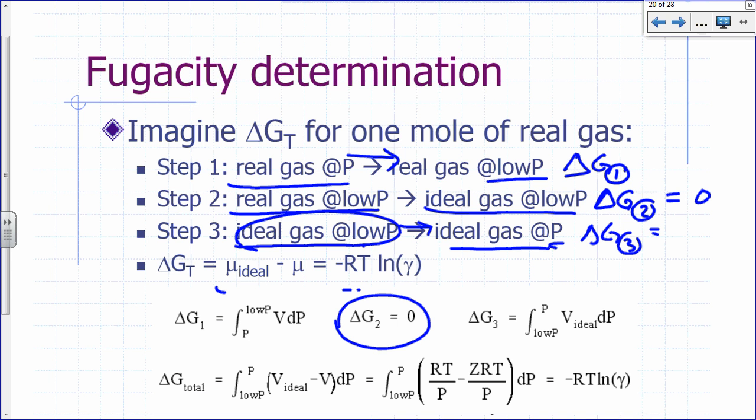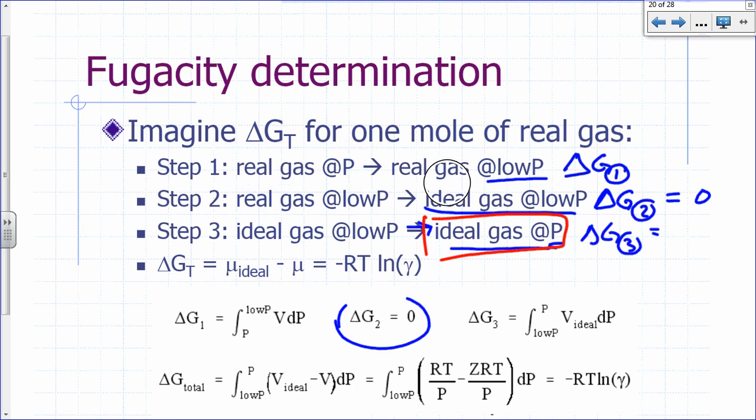Well, if you add delta G1 plus delta G2 plus delta G3, the net effect is you've converted your real gas at pressure P to an ideal gas at pressure P. And so delta G for that process would be the chemical potential of the ideal gas at pressure P minus the chemical potential of the real gas at pressure P. And that's going to be negative RT times ln of gamma. So what are the formulas for this? We've already known how to do this.